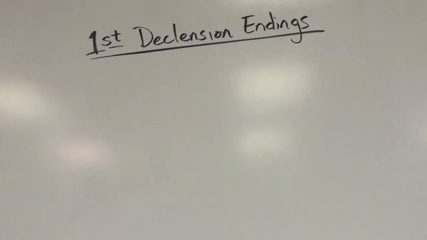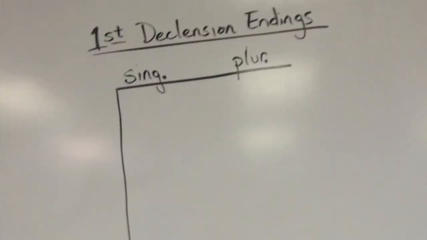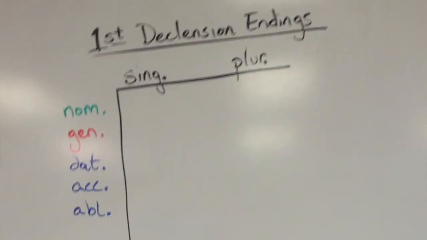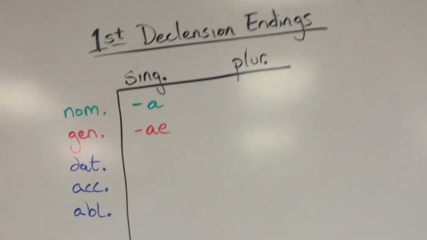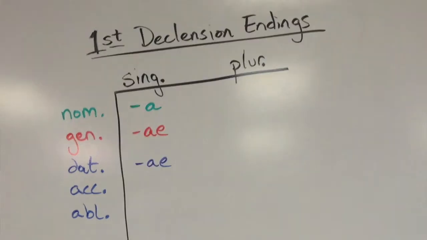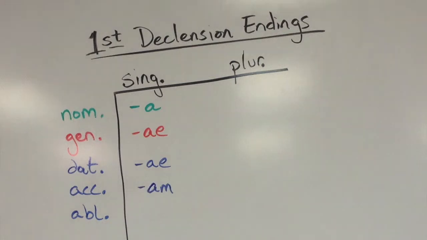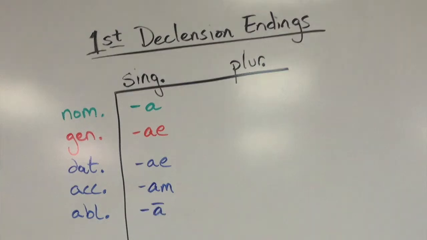So let's set up this table. Make sure that you write these notes down. First declension endings. We'll set up our table with singular on the left and plural on the right. And down the left side we'll list nom, gen, dat, acc, and abl. The endings we'll fill in will be an A for the nominative singular, AE for the genitive singular, AE for the dative singular, and AM for the accusative singular. Now, for the ablative singular, we'll be writing in an A with a long mark.